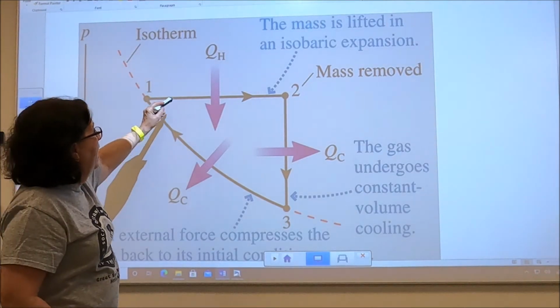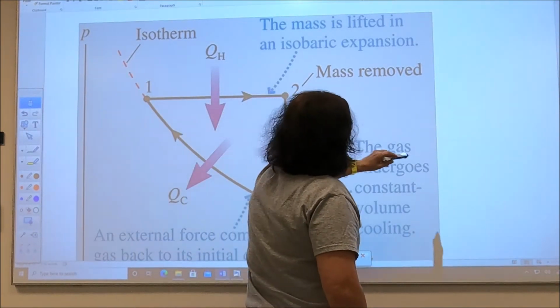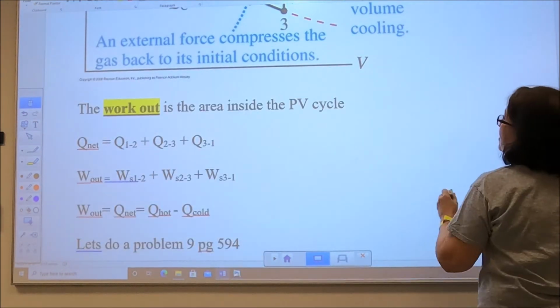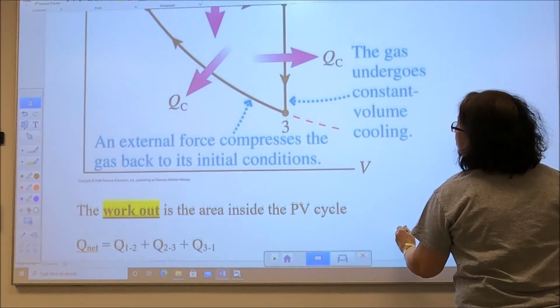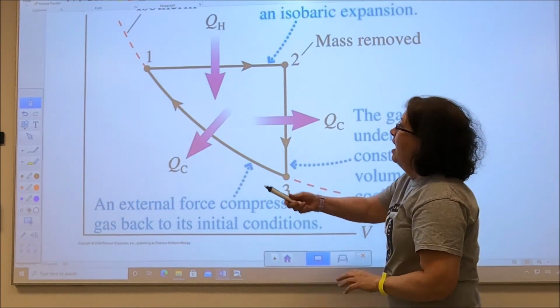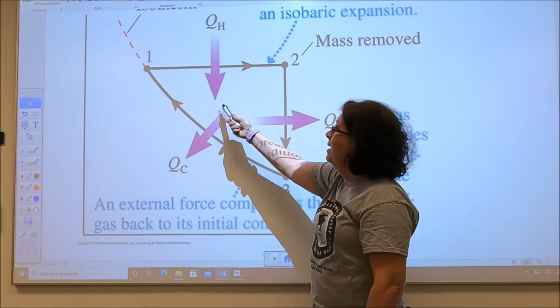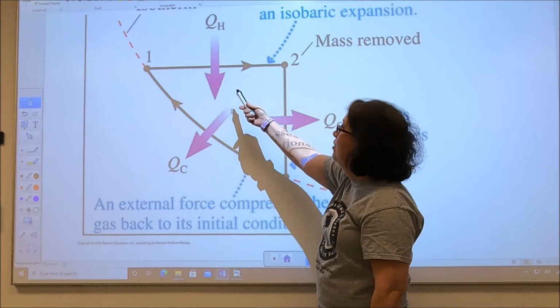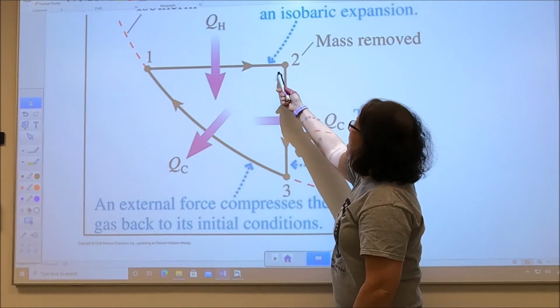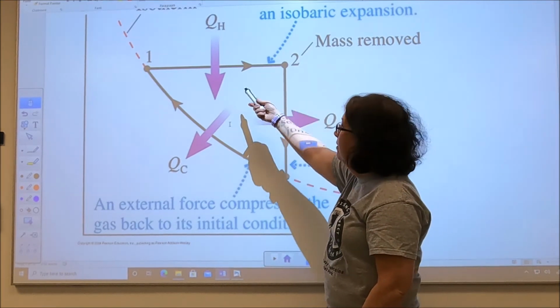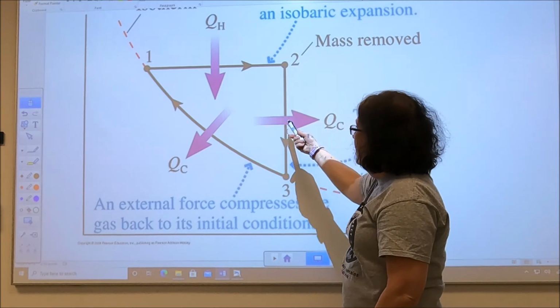we have an isobaric expansion. Notice I'm going clockwise. Heat's coming in from the hot reservoir. Energy is coming in from a hot reservoir, and we have an expansion. Some energy is going out as work.